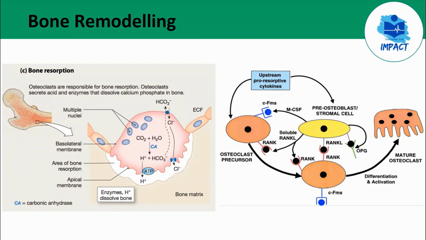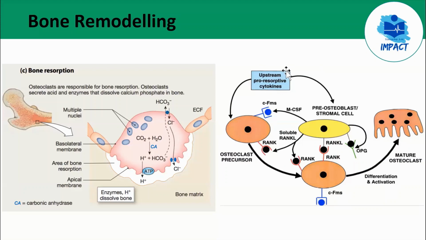There are 5 phases to bone remodeling. Phase 1 is called activation, which is shown in the image on the right. So we have the pre-osteoclasts, and they are stimulated and undergo differentiation into mature multinucleated osteoclasts. The activation step is also called osteoclastogenesis.